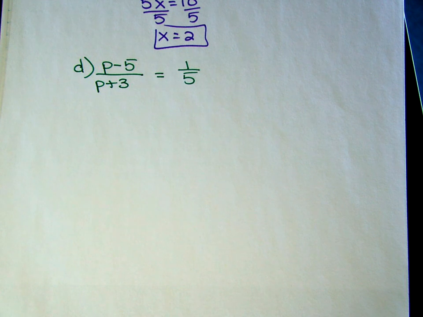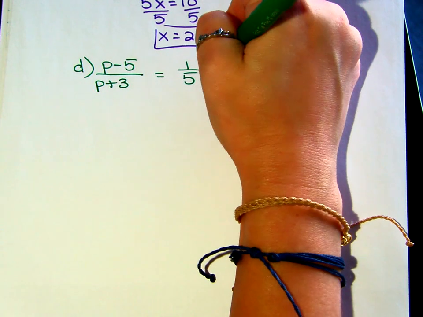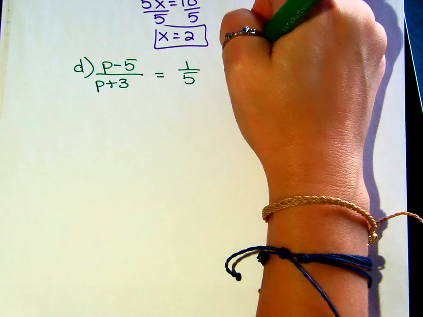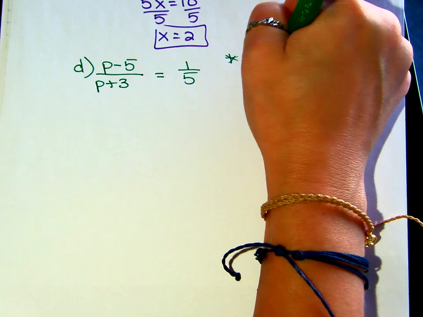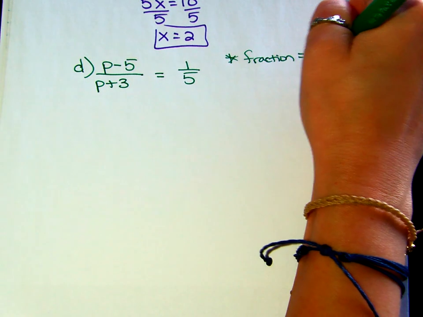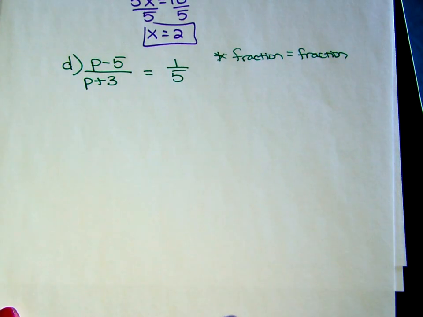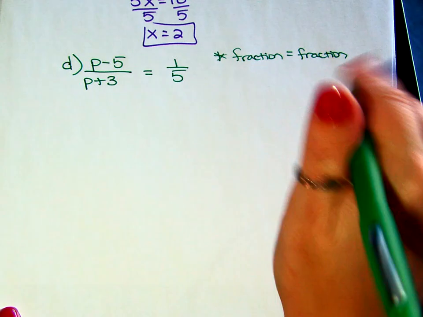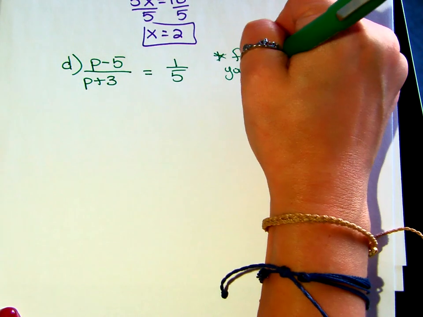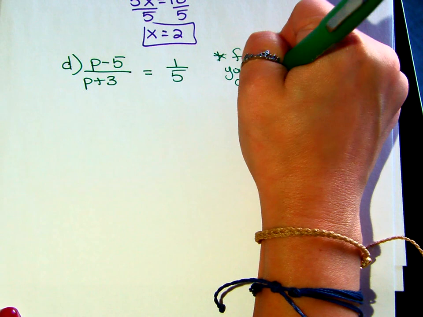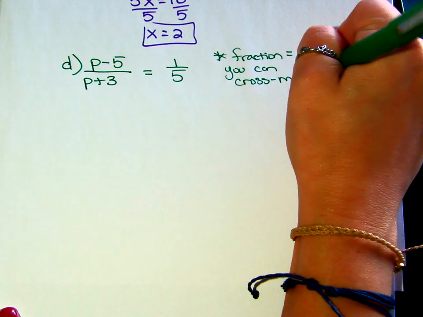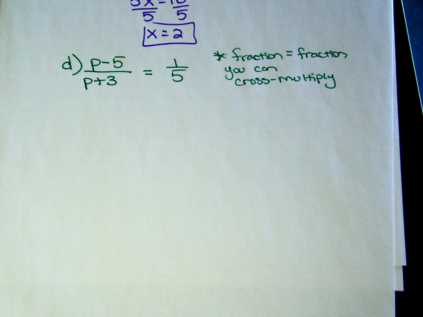If you have a fraction equal to a fraction, just a single fraction equal to a fraction. None of our other problems have been a single fraction equal to a fraction. We've had a constant or something like that. But if you have a fraction equal to a fraction, you can cross multiply. Cross multiply, butterfly multiplication. I don't know of any other terms that people have had with that.